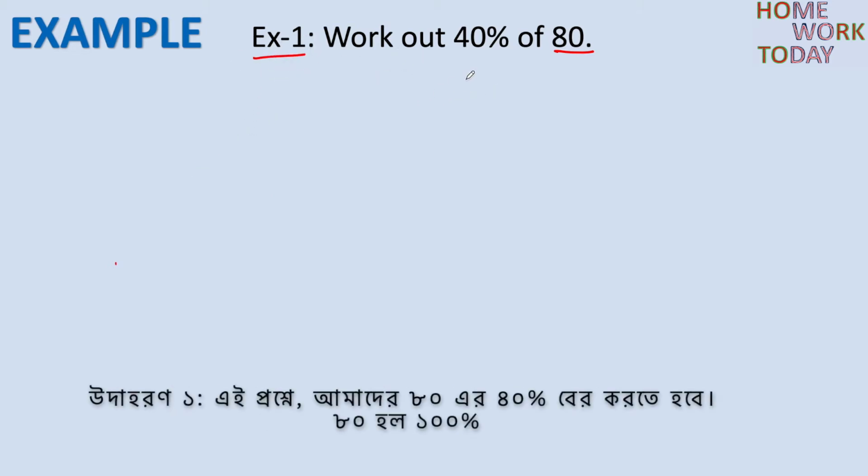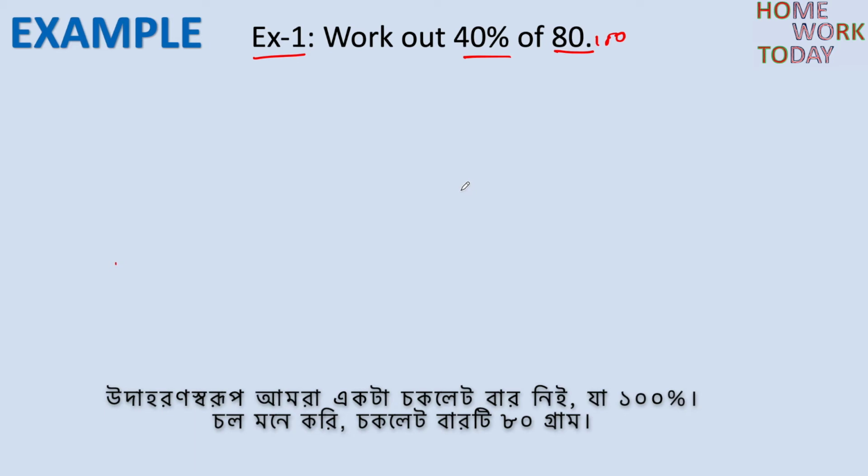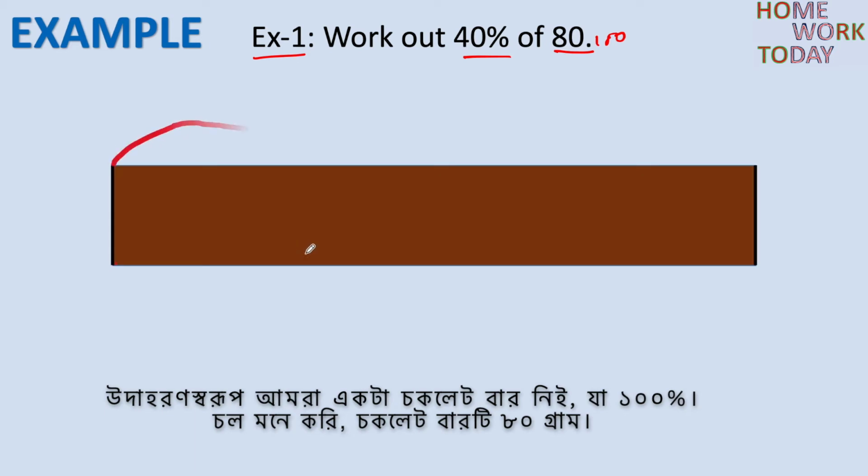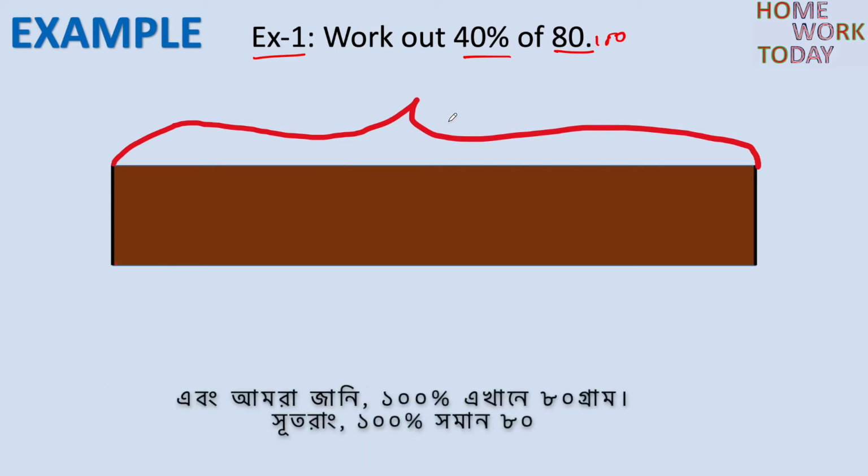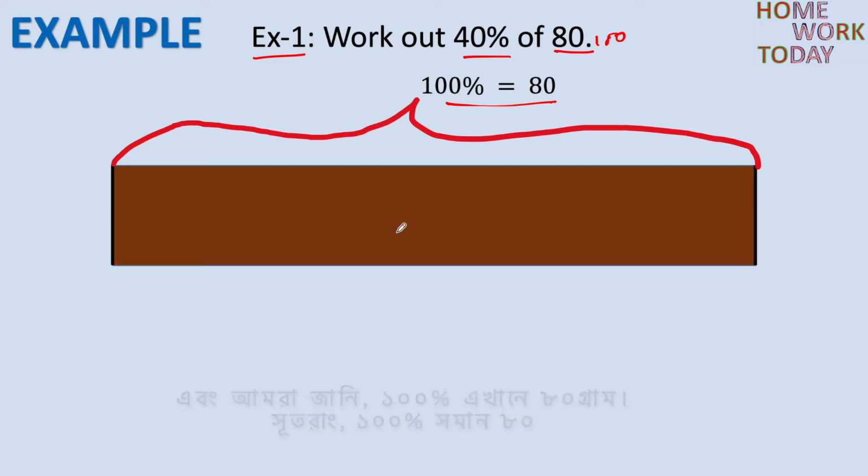Example 1. In this question, we need to find out 40% of 80. 80 is 100%. Let's take a chocolate bar, for example, which is 100%. Let's think the chocolate bar is 80 gram, and we know 100% is 80 gram here. So 100% is equal to 80.